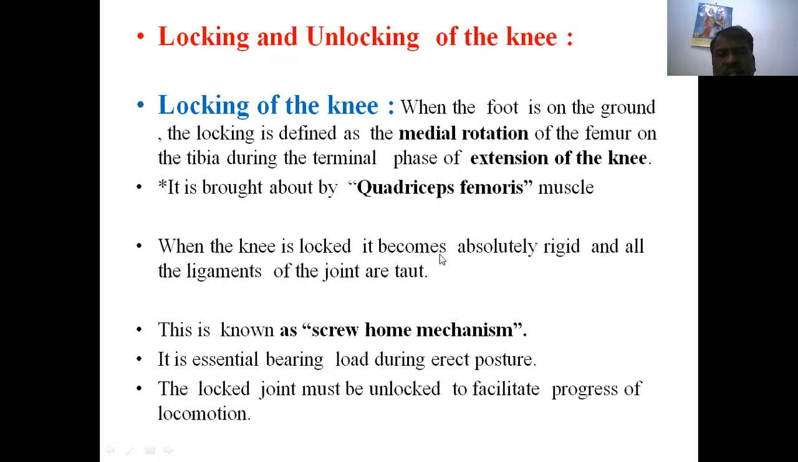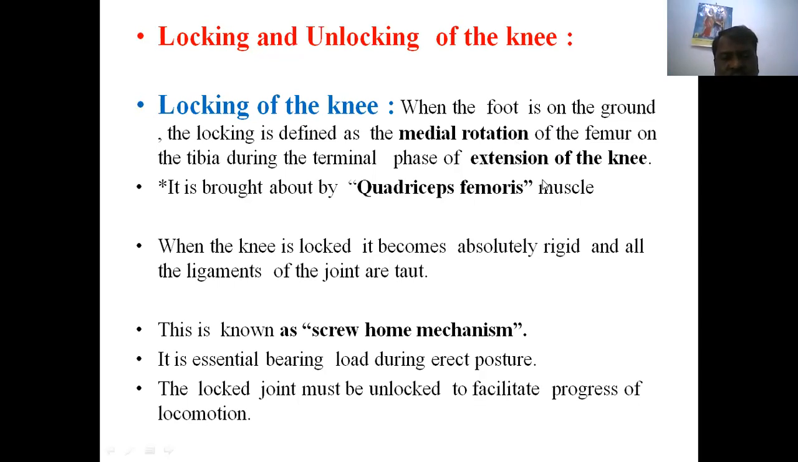What is locking and unlocking? This is a very important short note. Locking: when the foot is on the ground, locking is defined as the medial rotation of the femur on the tibia during the terminal phase.